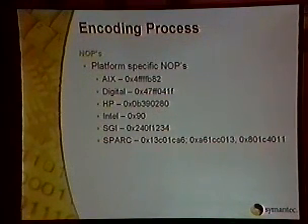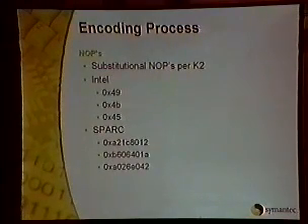Here are some platform-specific no-ops that I have, and as we see, the Intel ones are 90s. Usually there's only one or two registered or published no-ops for each platform, but here we have 3 for Sparc. Some substitutional no-ops per K2, and Drew helped him out on this as well, for Intel we have 49, 4B, 45, and we'll see those in the TCP dumps that I have. And there's some for Sparc.